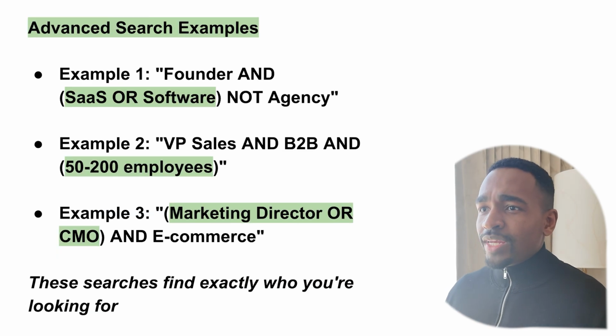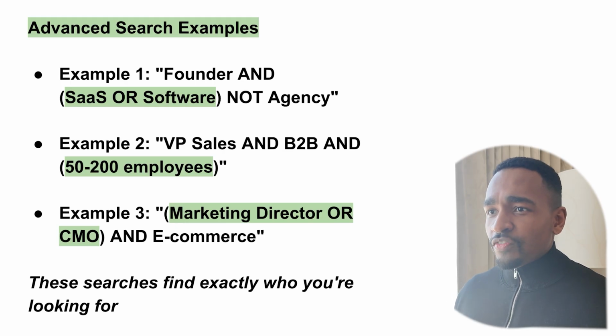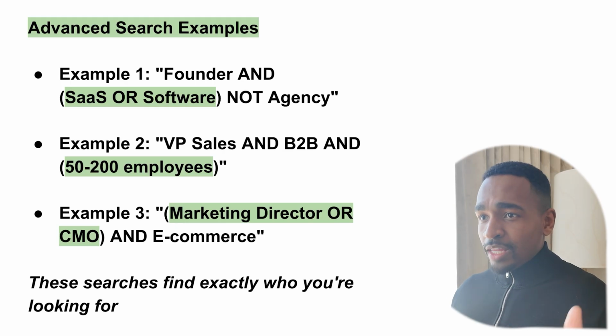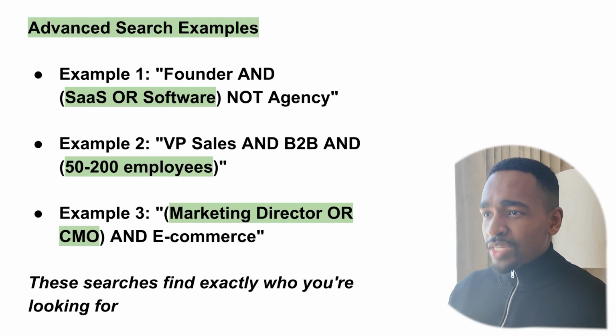So I want to put up on screen some more advanced search results. You can see the first one, which could be founder and then put in brackets SaaS OR software, NOT agency. And then you can see a few other examples there below, subject to what you're actually trying to elicit.